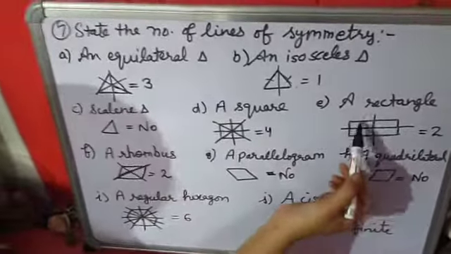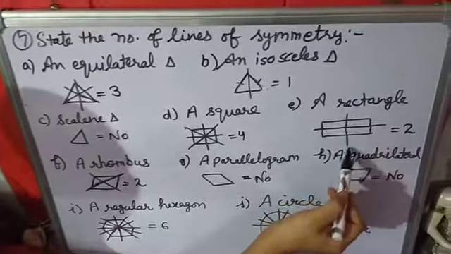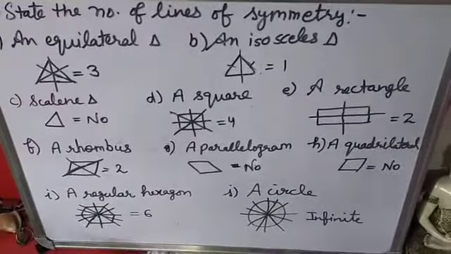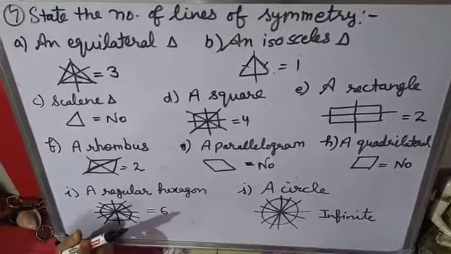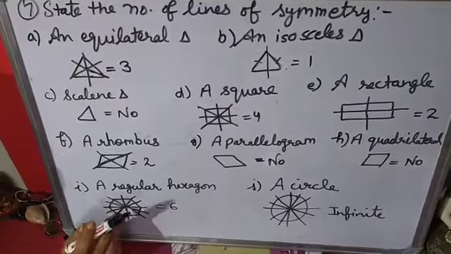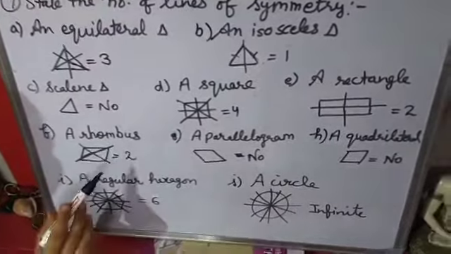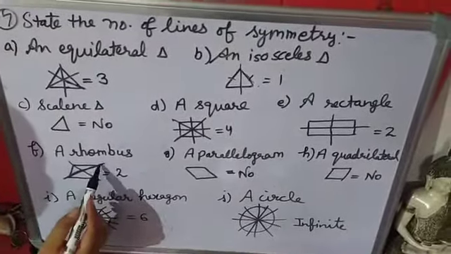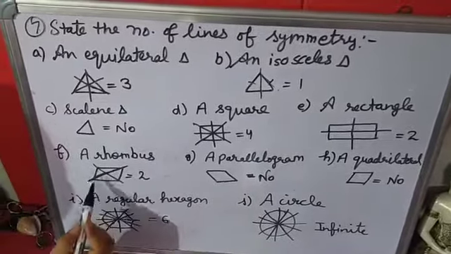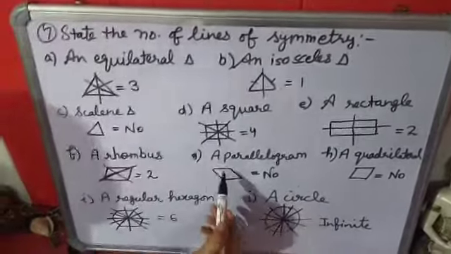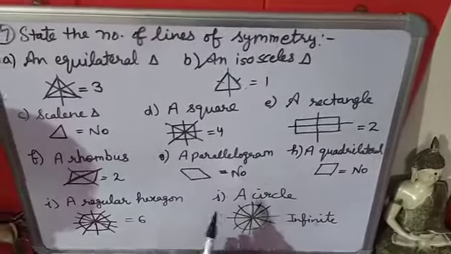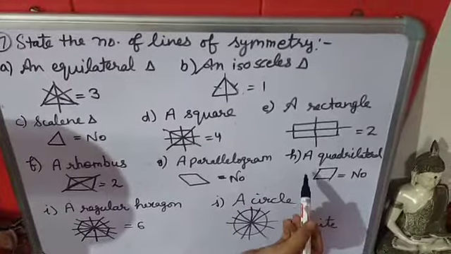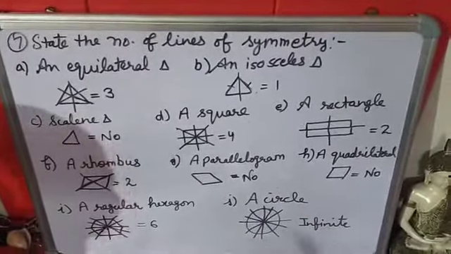Rectangle. In rectangle only opposite sides are equal, so we can draw only two lines of symmetry here. A rhombus. Rhombus also has equal sides and the angle is not 90 degrees. So only two lines of symmetry are there. And how we can draw? Like this. In diagonal form we can draw two lines of symmetry in rhombus. Then a parallelogram. Because all sides are not equal, only parallel, so there is no line of symmetry. Similarly in quadrilateral there is no line of symmetry.